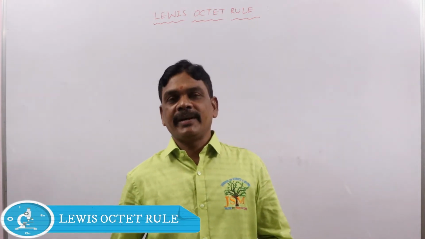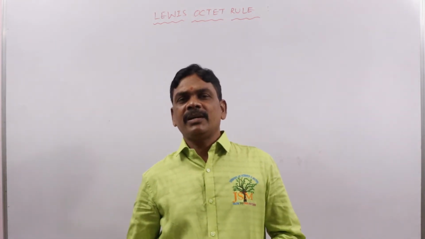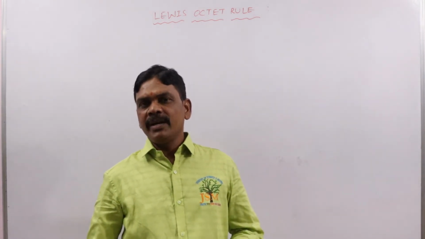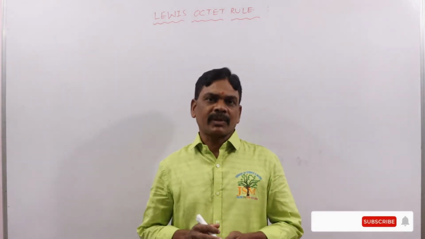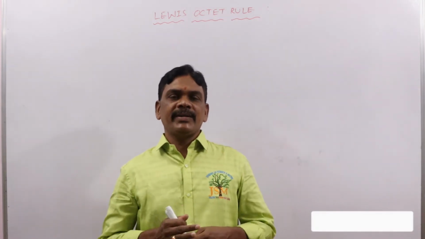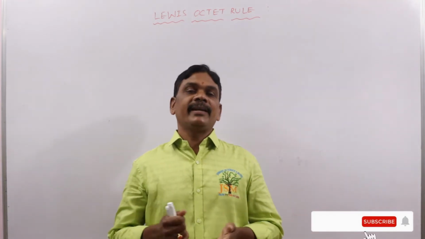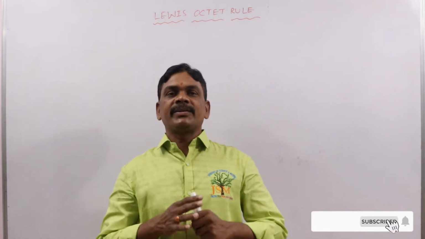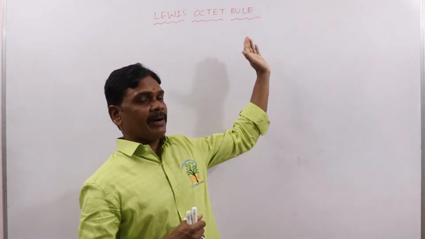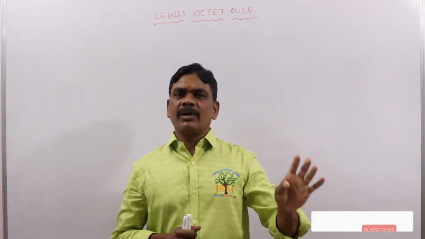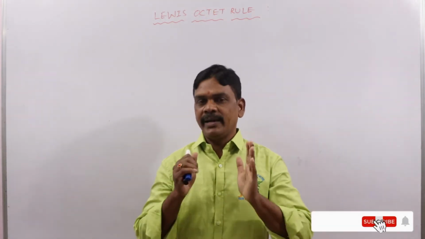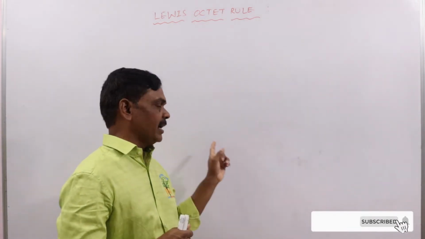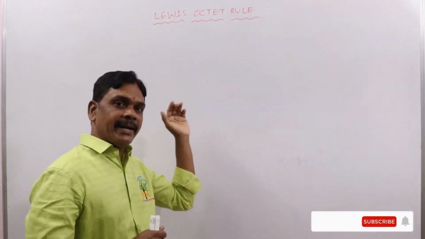In the previous session we completed the introduction about ionic bond, covalent bond and coordinate covalent bond. In the formation of all these three bonds, every element is trying to get 8 electrons in its valence shell. They observed that in the formation of an ionic bond or covalent bond or coordinate covalent bond, every element is trying to get 8 electrons in its outermost orbital or valence shell.